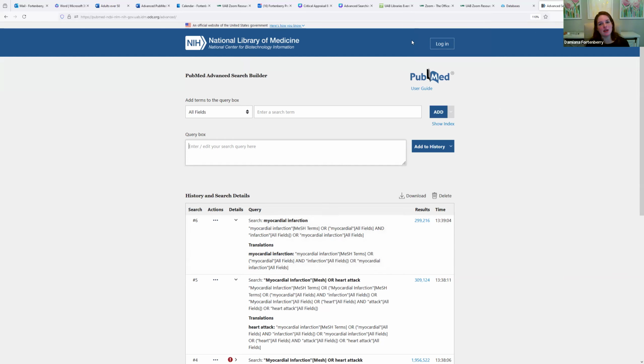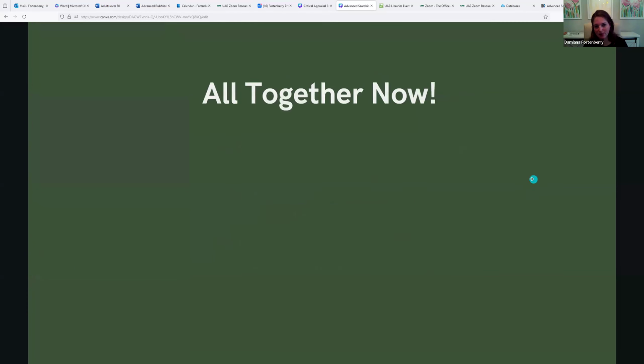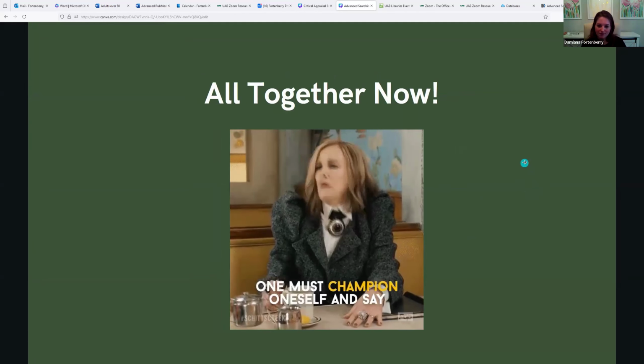It also can make things a little fuzzy if you're doing a systematic review or scoping review and you need your search to be really systematic and reproducible. Automatic term mapping can sometimes be a problem. So if it affects reproducibility, I don't recommend relying on automatic term mapping. It's fine for simple searching. Like if you're doing just a basic search to see what's out there, that's totally fine.